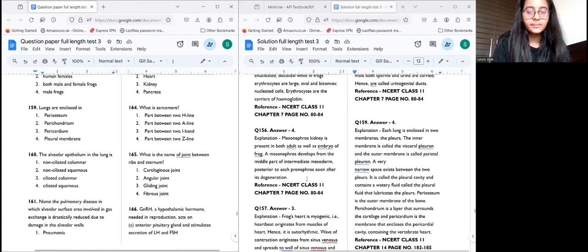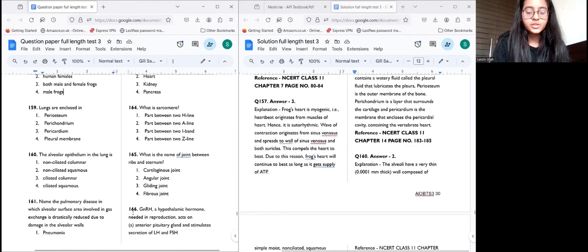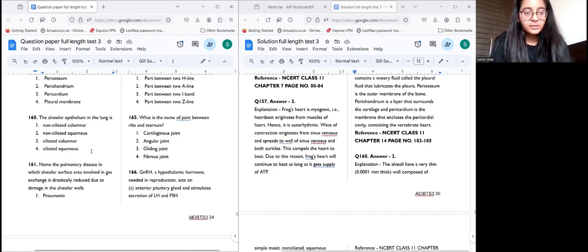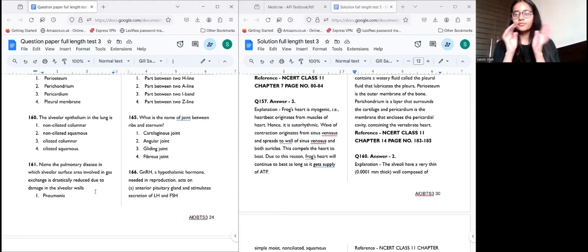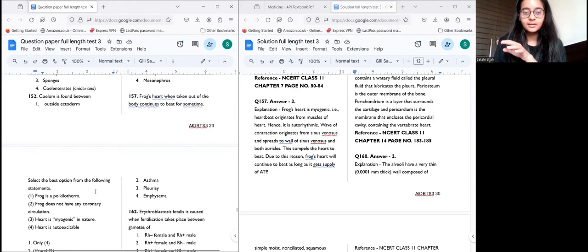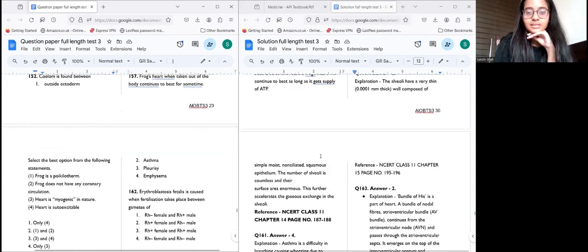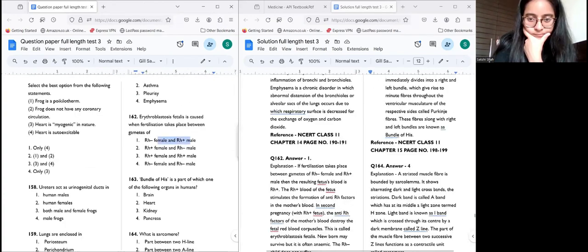160. The alveolar epithelium in the lung is answer number 2, which is non-ciliated and squamous epithelium. The correct answer. For 161, the pulmonary disease in which the alveolar surface area involved in gas exchange is drastically reduced due to damage in the alveolar walls. I've always mentioned in my previous videos as well, whenever the alveolar surface area is reduced for respiration, the disease is emphysema, right? So when the pulmonary disease involves reduced surface area for gas exchange, it is emphysema. So the answer for 161 is option number 4.